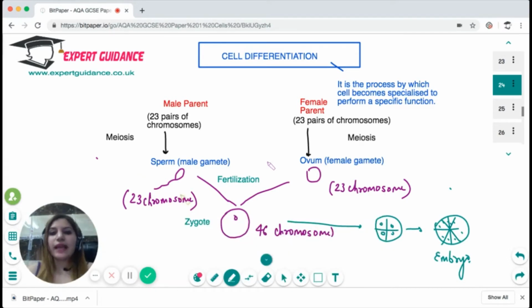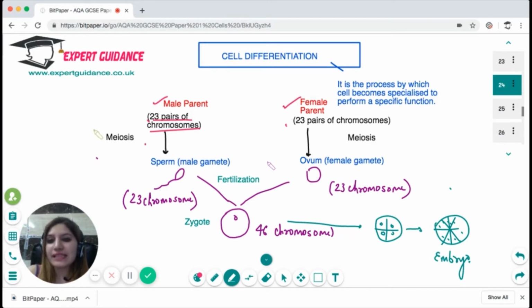Now let us look at how the process of cell specialization takes place. Let me first explain the entire life cycle of a living organism. We have a male parent and a female parent. Both have 23 pairs of chromosomes. This is what you need to remember. We have 46 chromosomes, 23 pairs, from which 23 have come from our mother and 23 from our father.